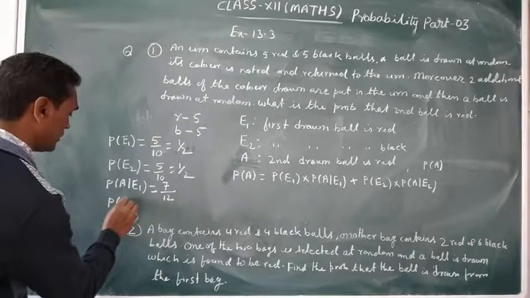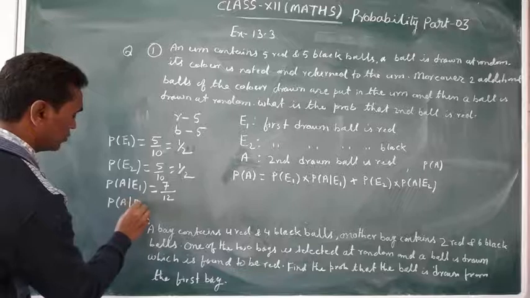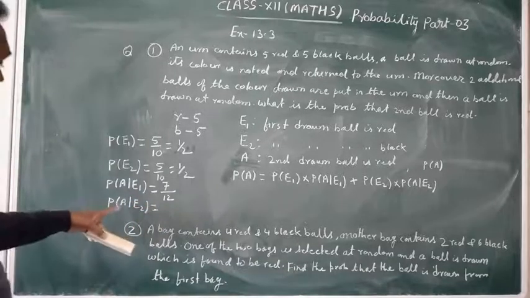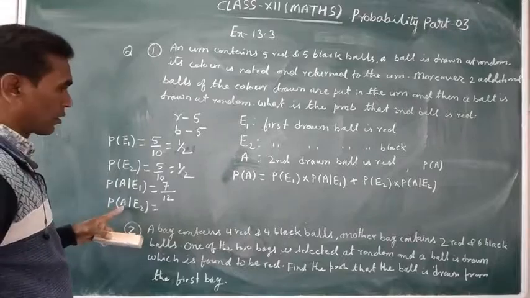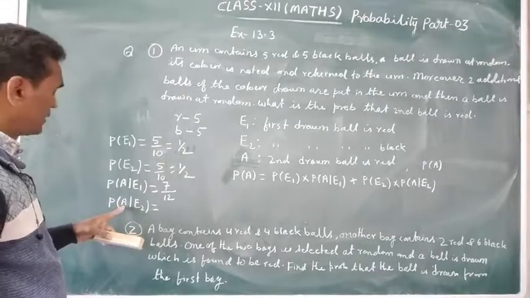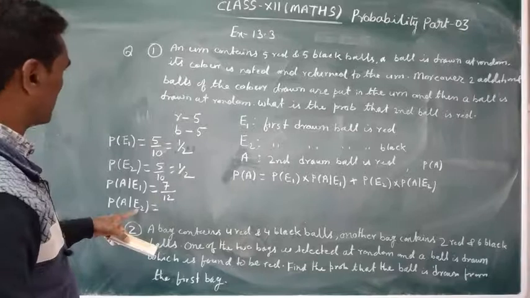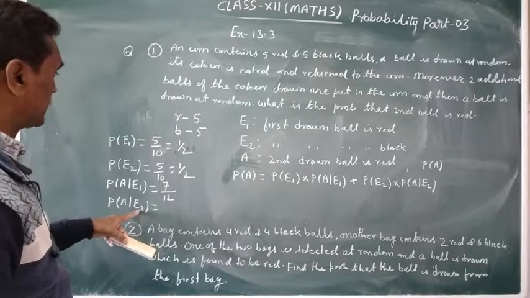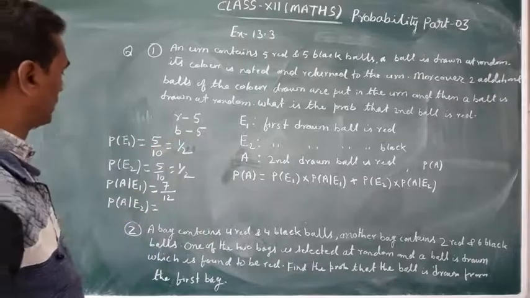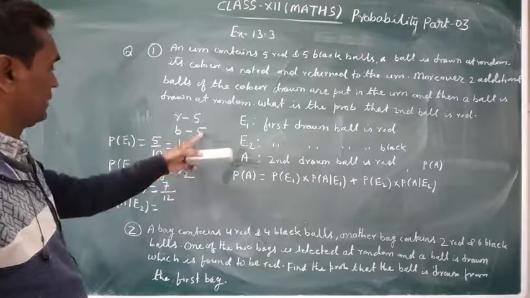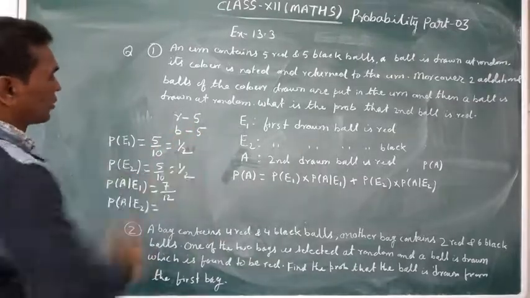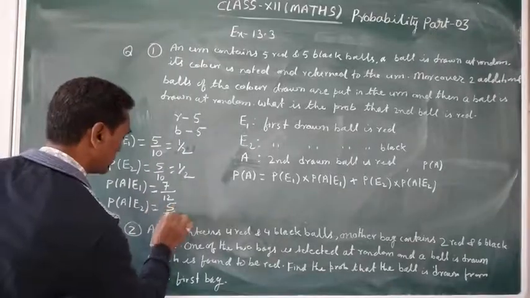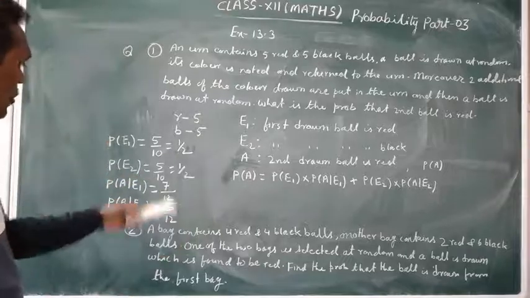Now the probability of A given E2. That means the probability that the second drawn ball is red, given that the first drawn ball is black. In that situation the number of black balls will increase to 7, and the number of red balls will remain the same. So 5 by 12. Now we have all the values.